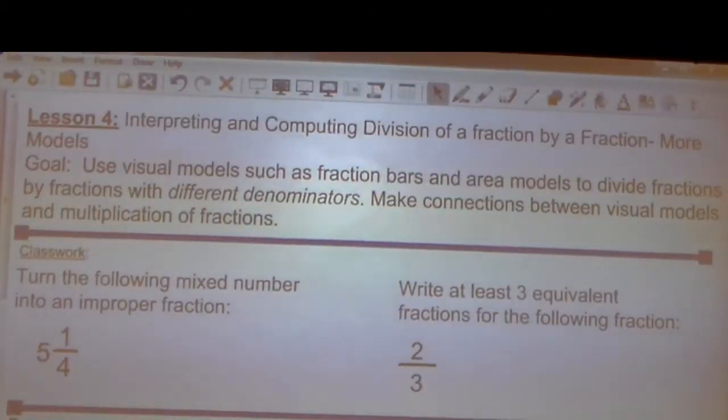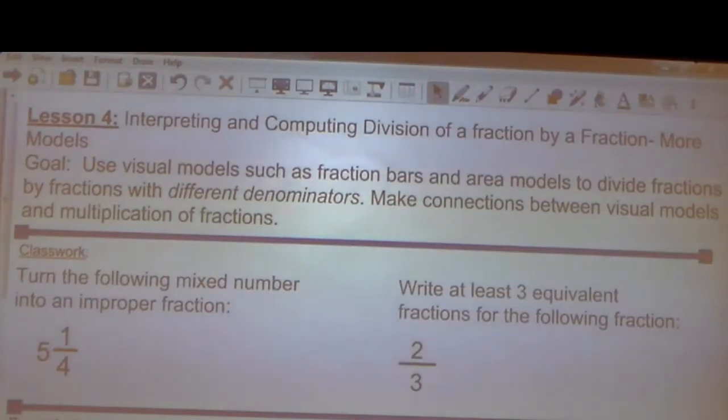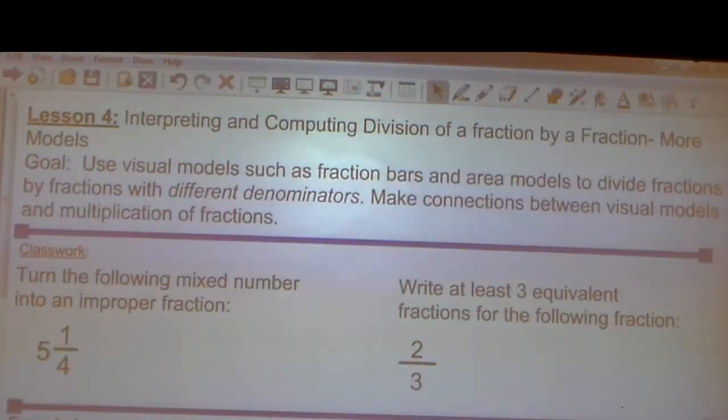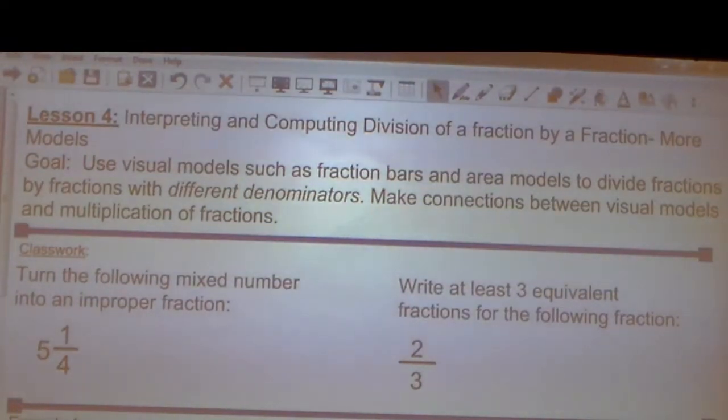Lesson 4, Interpreting and Computing Division of a Fraction by a Fraction. More models. Goal: use visual models such as fraction bars and area models to divide fractions by fractions with different denominators. Make connections between models and multiplication of fractions.